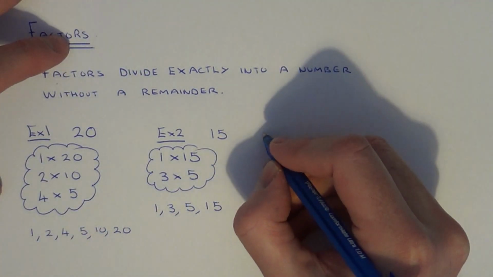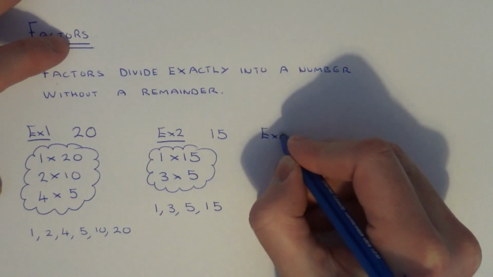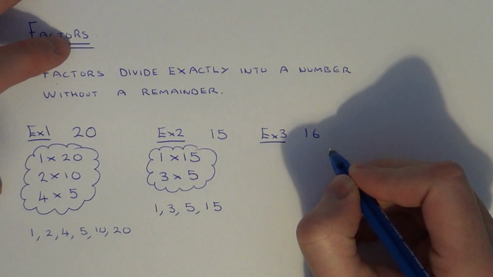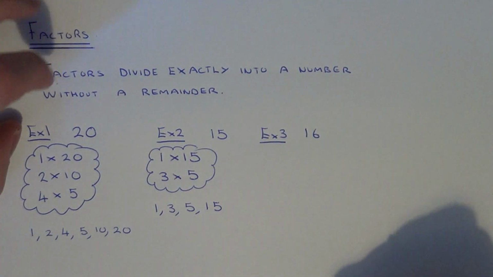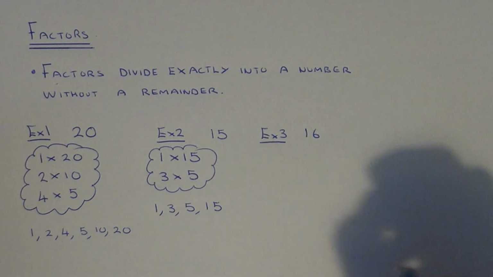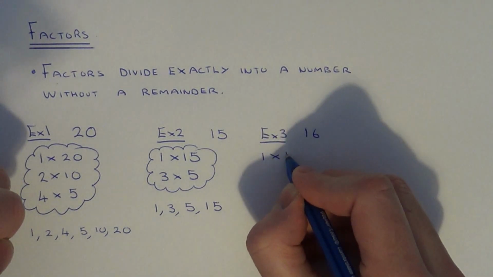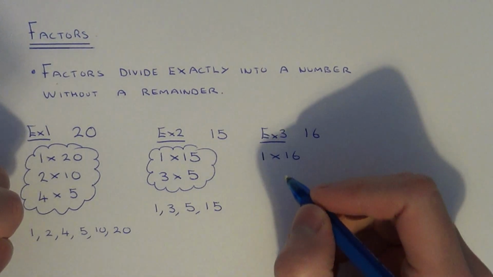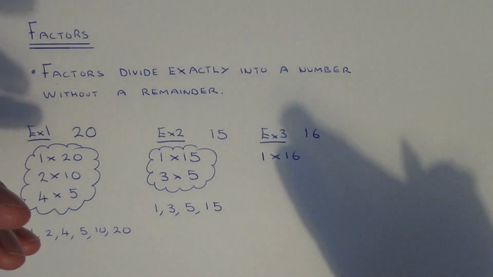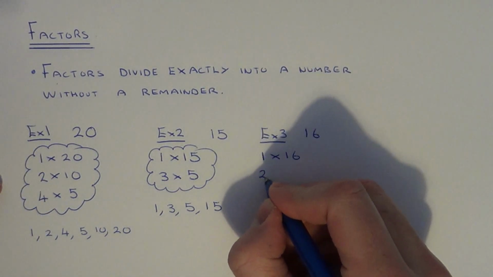Let's do one last example then. So example 3, let's do all the factors of 16. Okay, so first of all, let's start with our 1's. So again, it'll be 1 times 16. That's quite obvious. So the next times table is your 2's. 2, 4, 6, 8, 10, 12, 14, 16. So that goes 8 times.